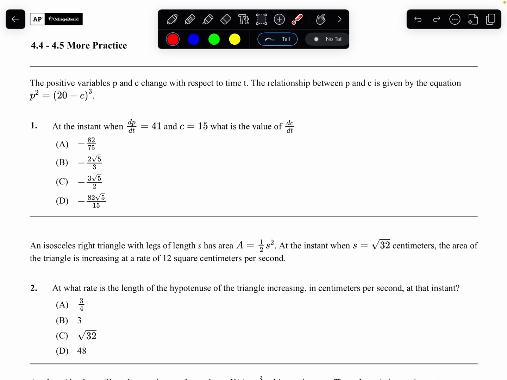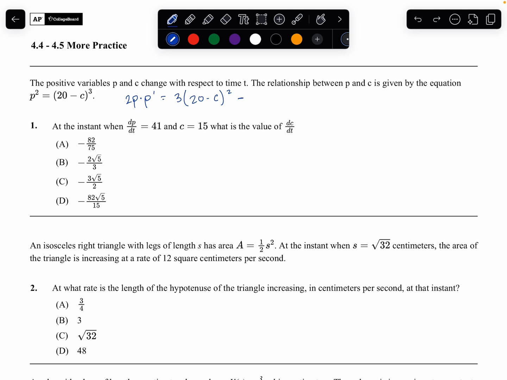So we're going to take the derivative of this right here. Let's start on the left side. I take the derivative of p squared. That's going to be 2p, but because p is dependent, I have to multiply by p prime. That's going to be equal to, I'll take the derivative of this side, so it's going to be 3 times (20 minus c) squared. Now I have to take the derivative of the inside. The derivative of the inside is going to be negative 1, but then I have to multiply by the derivative of c since it's dependent.